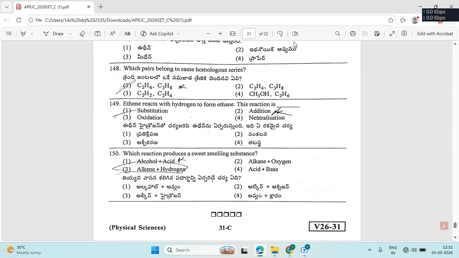Ethene reacts with hydrogen to form ethane. This reaction is substitution, addition, oxidation, neutralization. The correct option is 2 and the answer is addition.